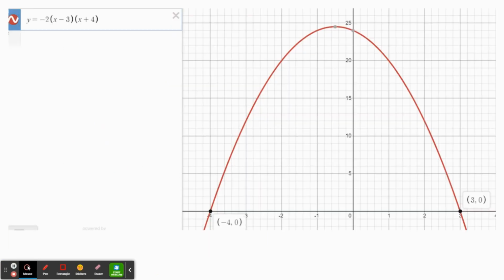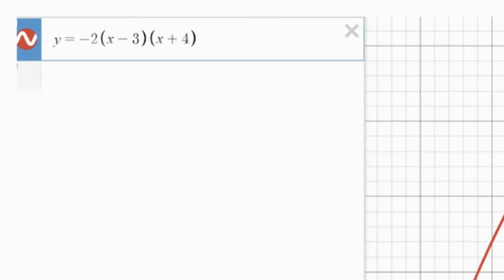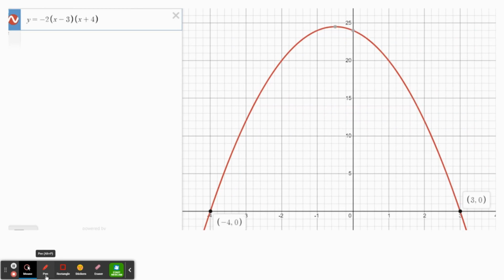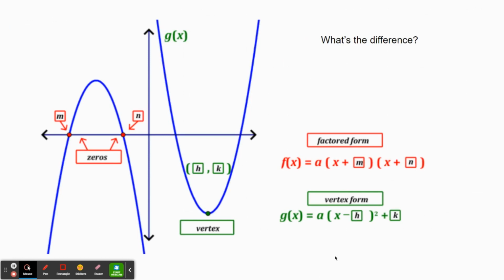Here's another example. Notice that a is negative in this particular scenario. So negative 2 creates a downward parabola. And notice that x minus 3, well, what's the x-intercept? It will be positive 3 if you solve for x and set the parentheses equal to 0. And then it says x plus 4, so that means the x-intercept is negative 4, 0.